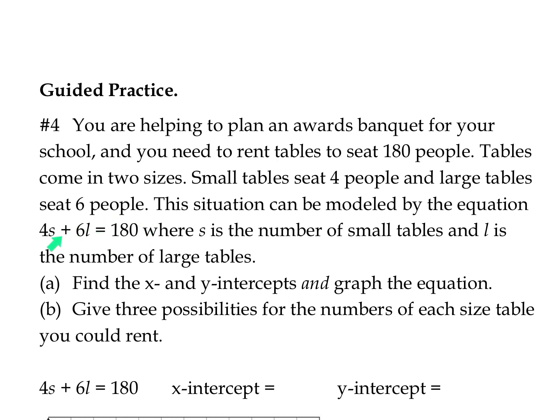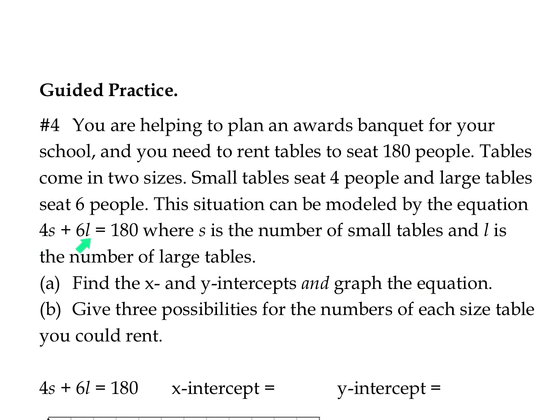We need to seat 180, so we need some combination of small and large tables that will give us 180 seats. We don't want to have 100 seats or 240 seats. We want to have the right number of seats for the 180 people coming. We can use the intercepts to graph this situation.